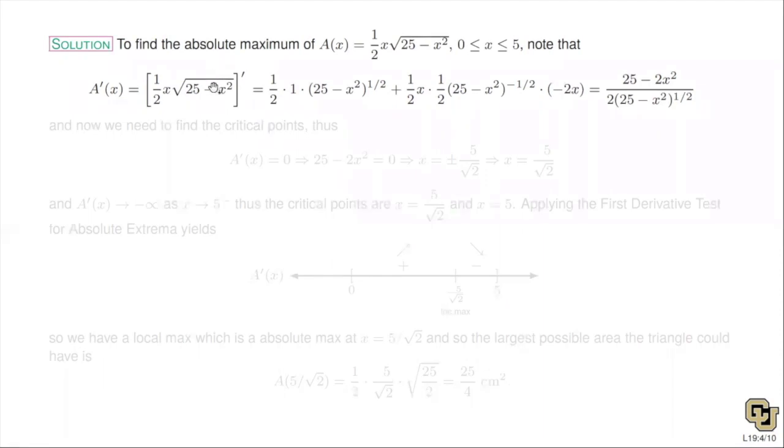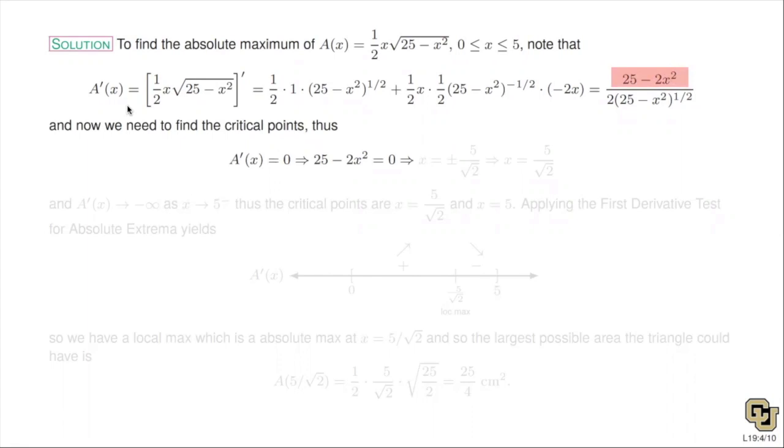And as you know, a fraction is 0 when the numerator is 0. So now we're looking for the critical points. I want to know where the derivative is 0 and undefined. A fraction is 0 when the numerator is 0. So here, if I set 25 minus 2x squared equal to 0, this equation will equal 0 when x squared equals 25 over 2.